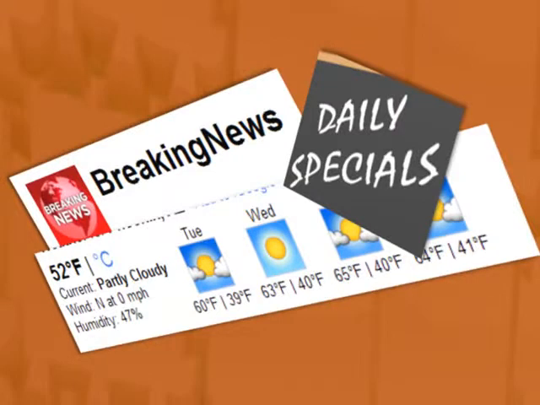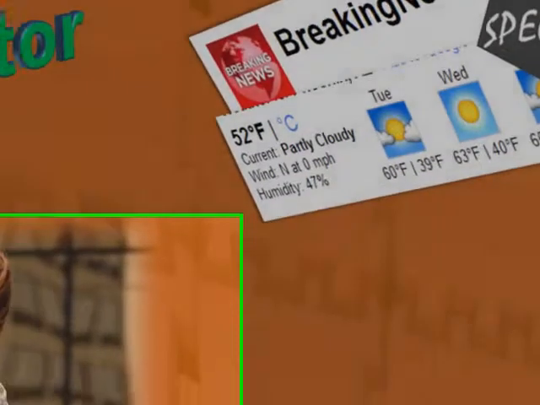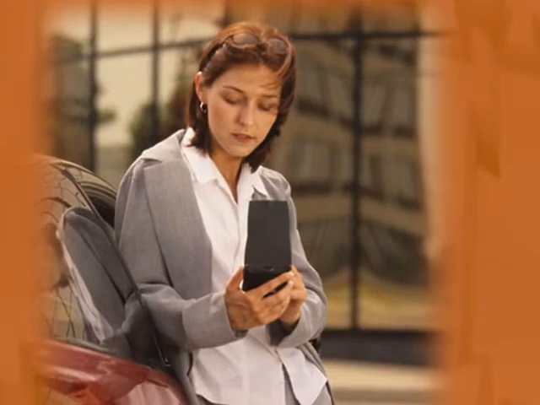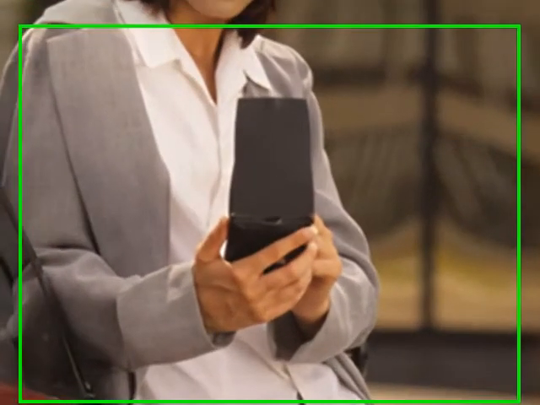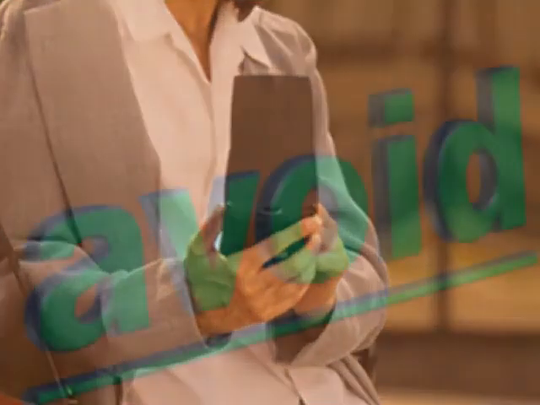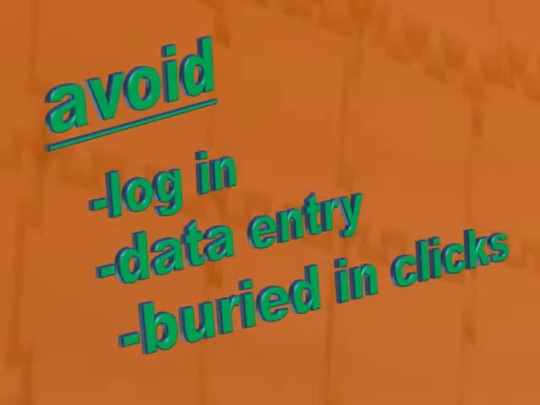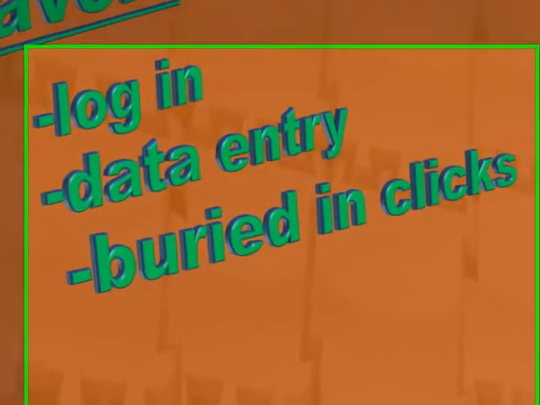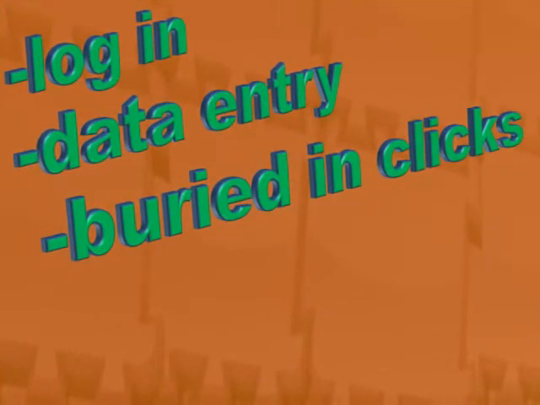The repeat visitor is constantly returning for some kind of news, information, or data. Things like breaking news, weather updates, sports scores, and daily specials fall into this category. The objective is to make it quick and easy for them to find what they want. You should avoid anything that is counter to achieving that objective. Things like making them log in, or forcing them to enter data, or burying what they want behind 2 or 3 clicks would be counterproductive.